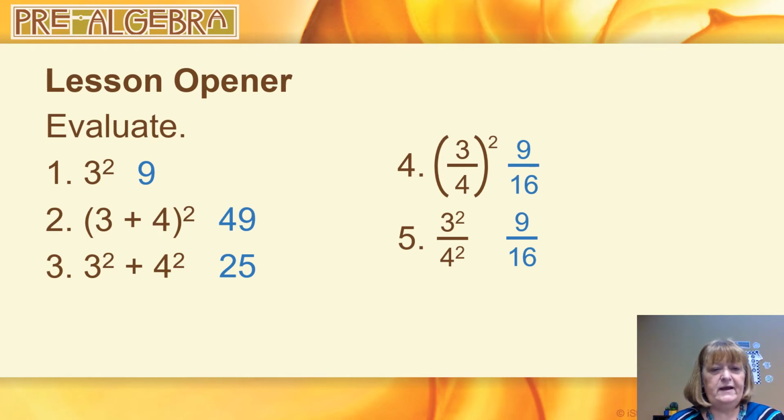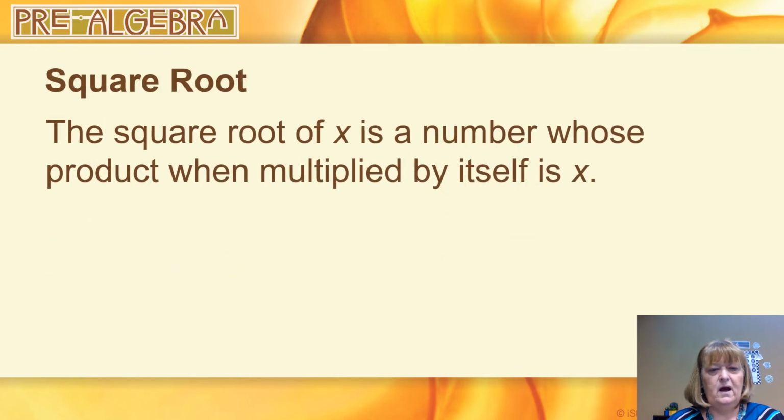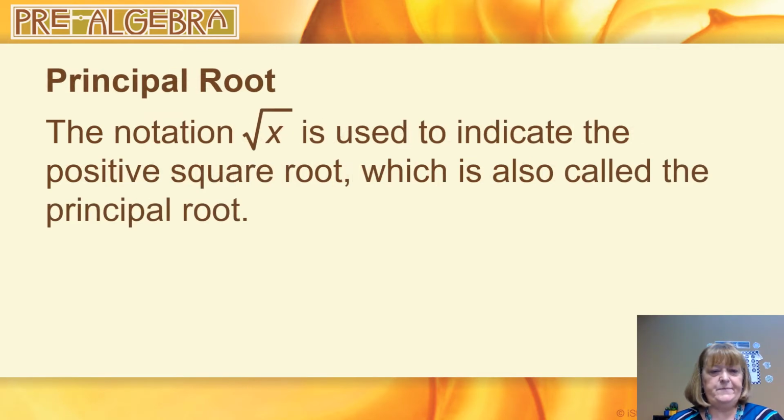So today we're going to add in a new idea. Not really new, but it'll help. That's called the square root. The square root of a number x is a number whose product, when multiplied by itself, is x. Now that's all gobbledygook and confusing, but let's simplify that.